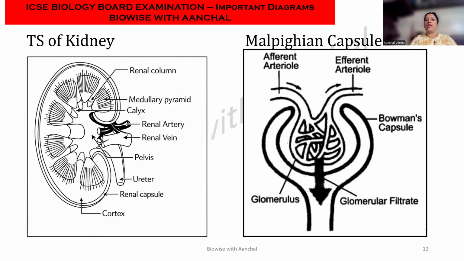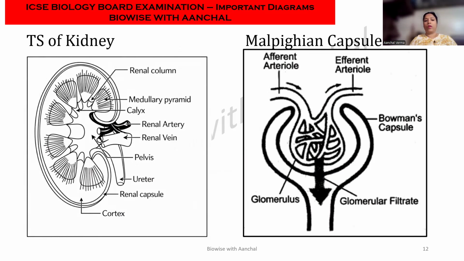Then you have the TS of the kidney and the Malpighian capsule. Always remember in the Malpighian capsule, the afferent arteriole is wider than the efferent arteriole. This creates a pressure in the glomerulus for ultrafiltration to take place. So this diagram is very, very, very important. TS of the kidney, you should know how to label it.